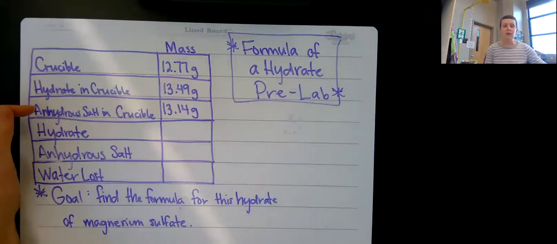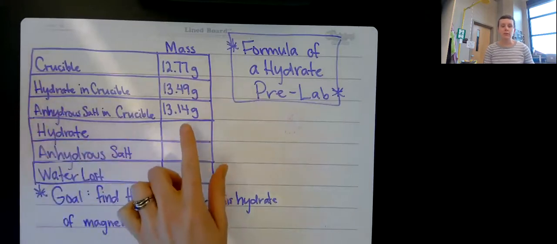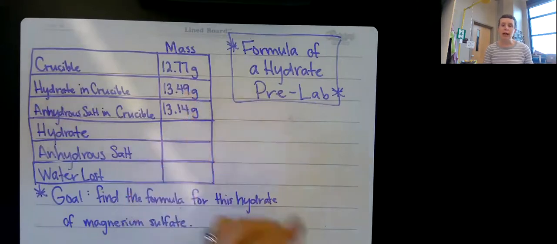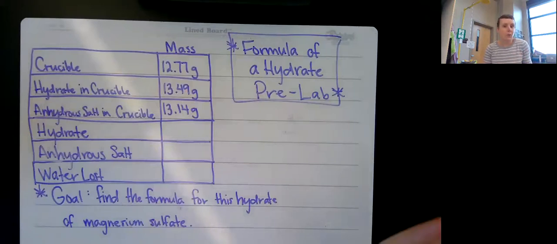So anhydrous salt in the crucible weighs 13.14 grams. That's less than the hydrate because what just left? What did we do? We heated out the water. So hopefully you're following along. You heat it strongly, the water goes away. Well, this hydrate for this PreLab is a hydrate of magnesium sulfate. We need to know what the formula of magnesium sulfate is in order to do our calculations.